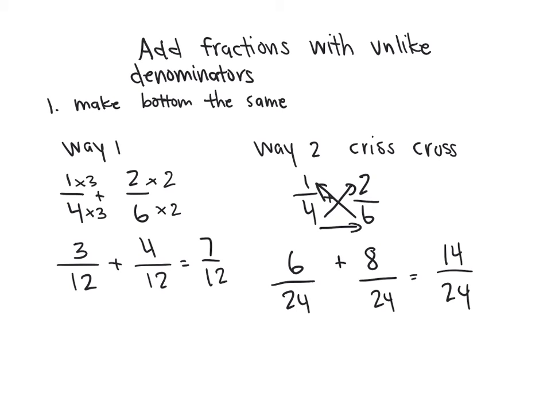Well, 14 over 24 can be simplified, and they both have 2 in common. So if I divide them both by 2, I'm going to get 7 over 12, which is the same exact answer.